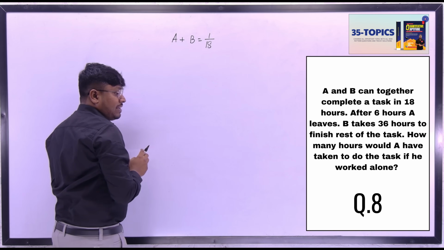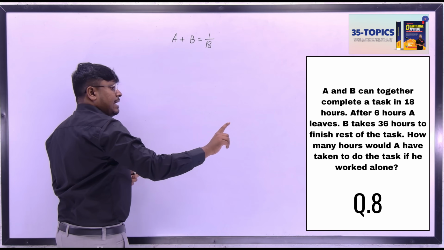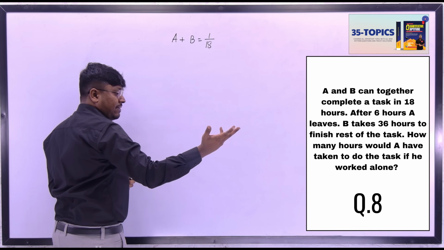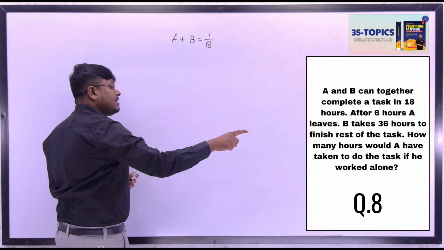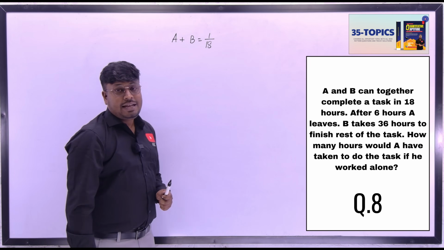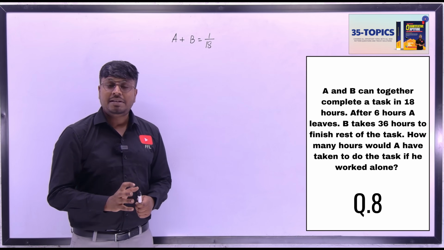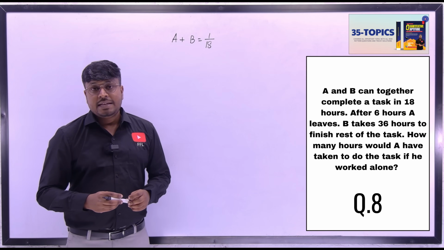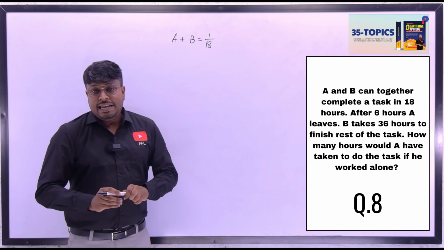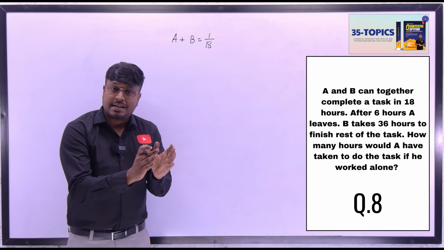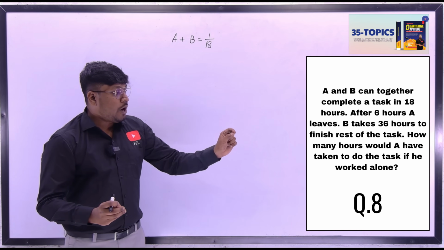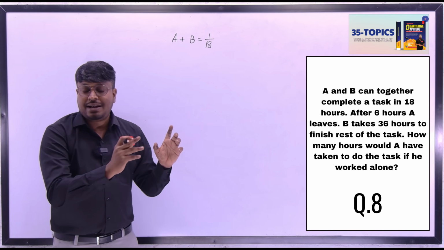And the other value they have given is, after 6 hours, A leaves. That means person A is initially working for 6 hours and then A leaves the work. B takes 36 hours to finish the rest of the task. How many hours would A have taken if he is working alone? In case A alone is working, how long does it take to complete the total task? After 6 hours A leaves, so initially both persons work for 6 hours. After that, the remaining work is done by B alone in 36 hours. Every value has been given in hours.